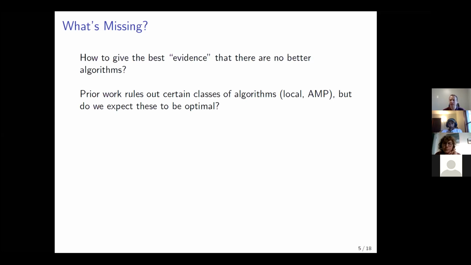But we'd like to still have some kind of framework for when we think things are easy versus hard. And so, right, what does the prior work do? It rules out certain classes of algorithms. But we should ask ourselves, do we really expect these to be the best types of algorithms that we know how to do? And in particular, one thing that's concerning is that this AMP algorithm I told you about is actually not optimal for a slightly different problem.